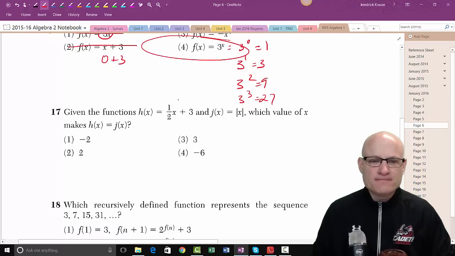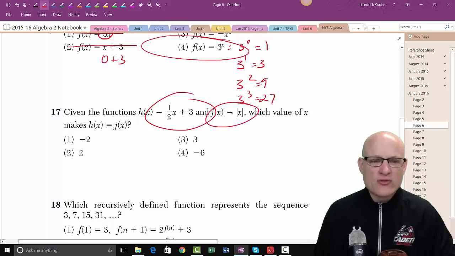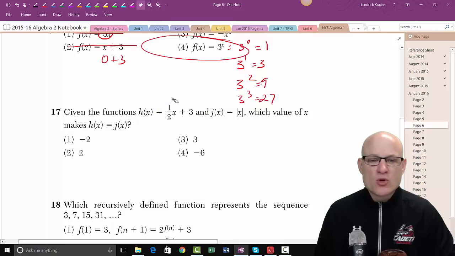Given the functions this and this, which value of x makes them equal? Well, I'm going to do this two ways. I'm going to plug and chug. I usually try to start with the last one and see if it works. So if I take 1/2 of -6 and add 3, half of -6 is -3. I add 3, I get 0. And what's the absolute value of -6?